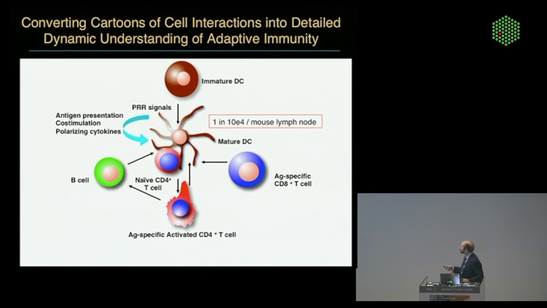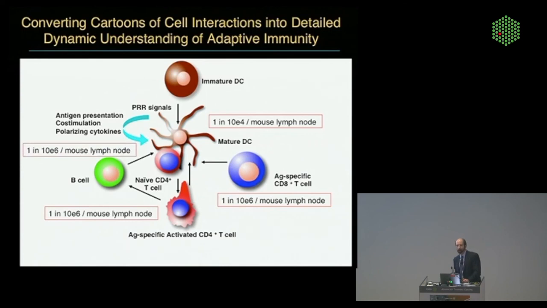And the problem with this cartoon is numerically it makes no sense. Because early in an infection, there may be 1 in 100 to 10,000 of the presenting cells in the lymph node that actually have the relevant antigen on them, and there's 1 in a million of these cells that has the right receptor, 1 in a million of those cells, and 1 in a million of those cells. And so the challenge for the immune system is to get all of these cells together in time and space.